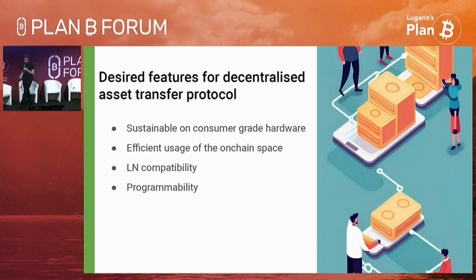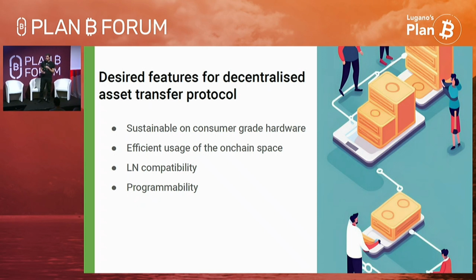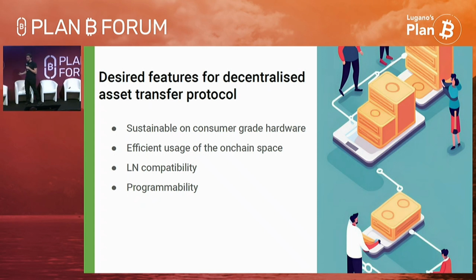Second objective, this needs to be efficient in the usage of the on-chain space, because as we understood over the years, on-chain space is very scarce, and it can be quite expensive when there is a lot of demand for it. So, okay, we need to use on-chain space if we want to leverage the Bitcoin security, because of course it's the only way to do so, but we need to be as efficient as possible.